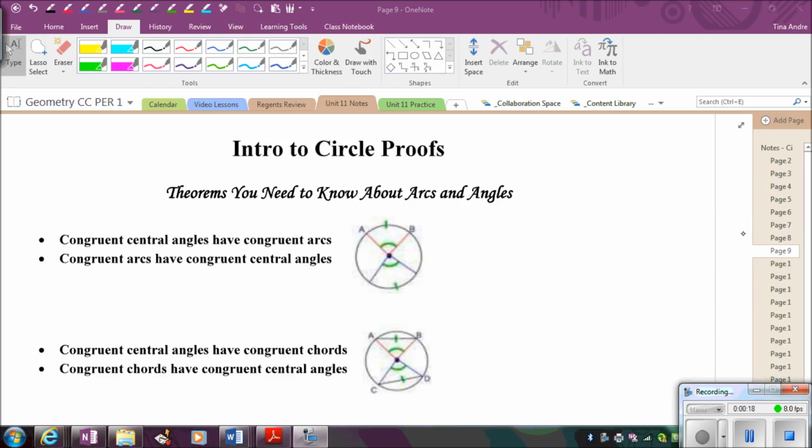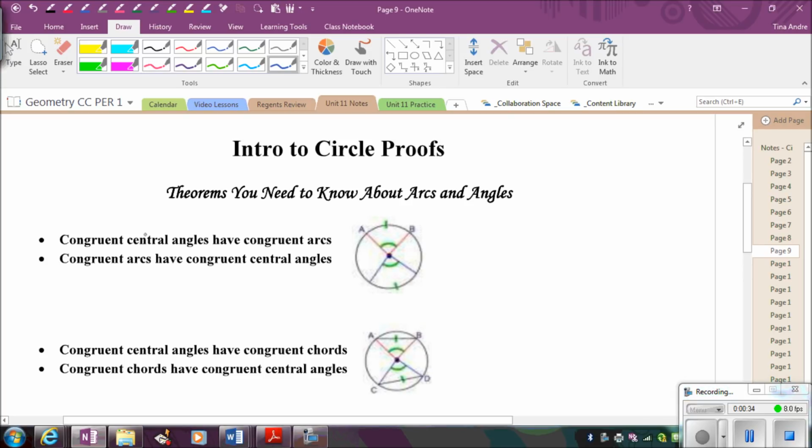So if you look at this first picture here, if you have congruent central angles, well, then that means that the arcs have to be congruent. Or vice versa. If you have congruent arcs, well, then the central angles have to be congruent. So it makes perfect sense.